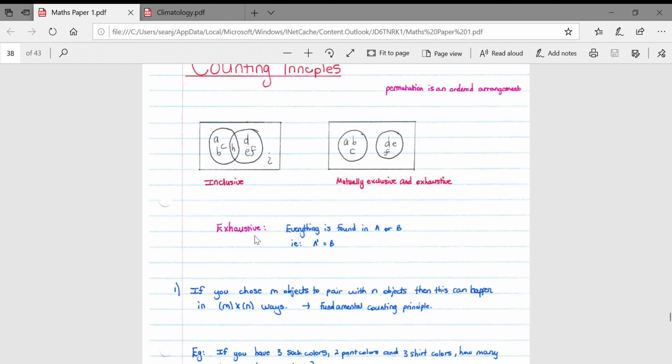Just reiterating what exhaustive events are. Everything is either found in A or B, i.e. not A is equal to B. So this is clearly illustrated here. So if A is this circle, B is this circle, not A would be B.